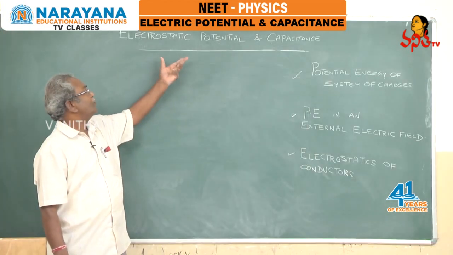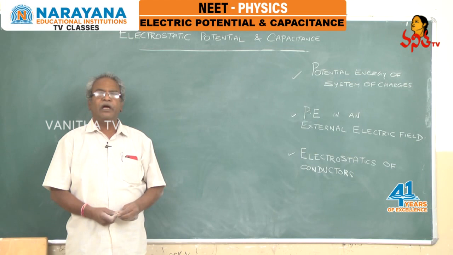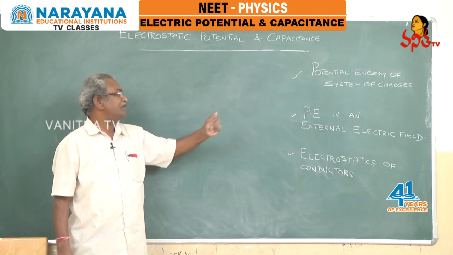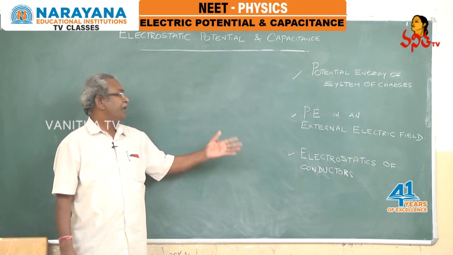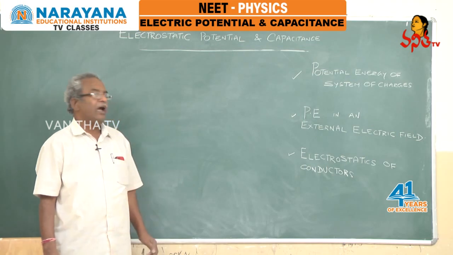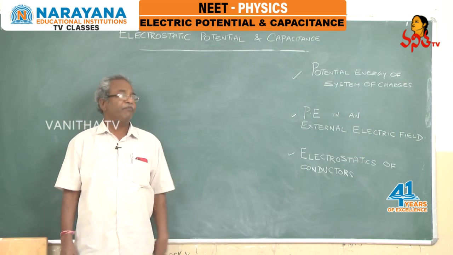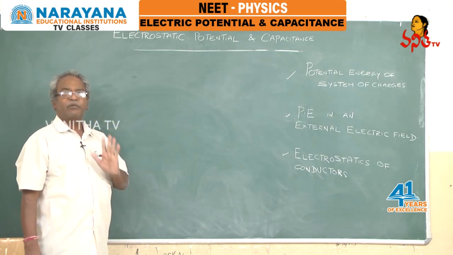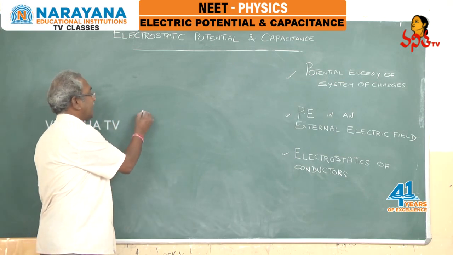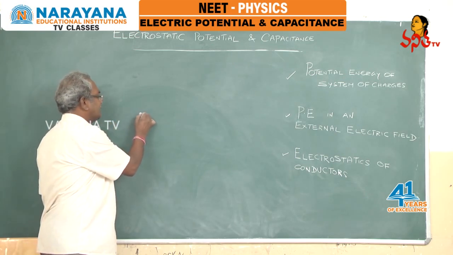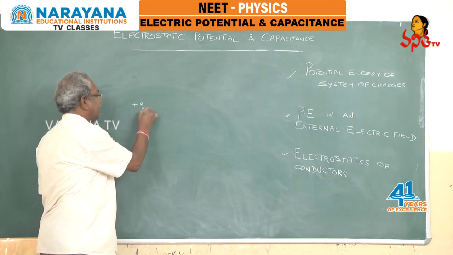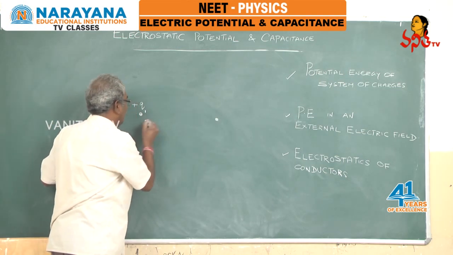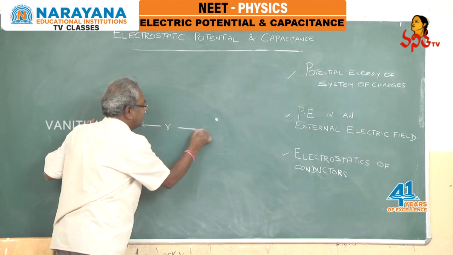In this topic, electrostatic potential and capacitance, today let us discuss potential energy of a system of charges, potential energy in an external electric field, and electrostatics of conductors. Now, let us discuss the potential energy of a system of charges. For that, let us say a point charge Q1 is already available here, and there is a point here at a small distance from it.